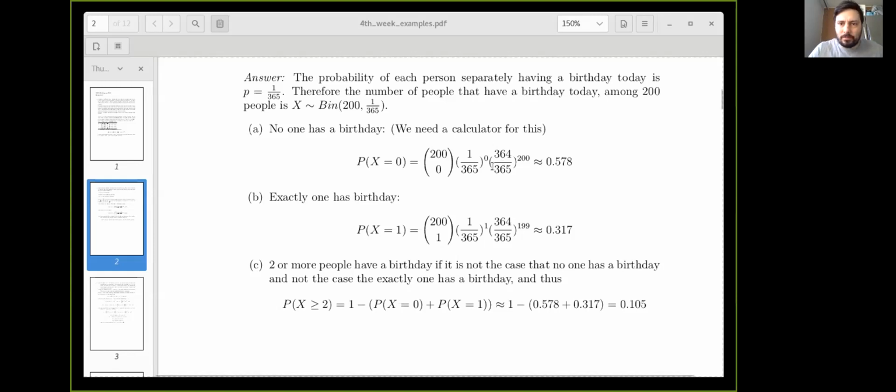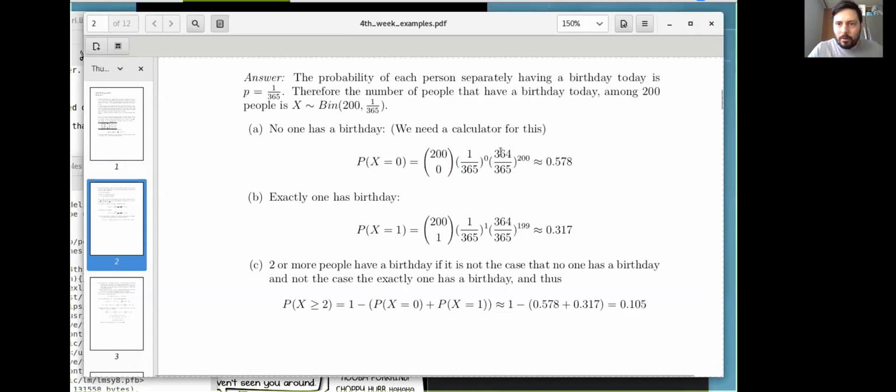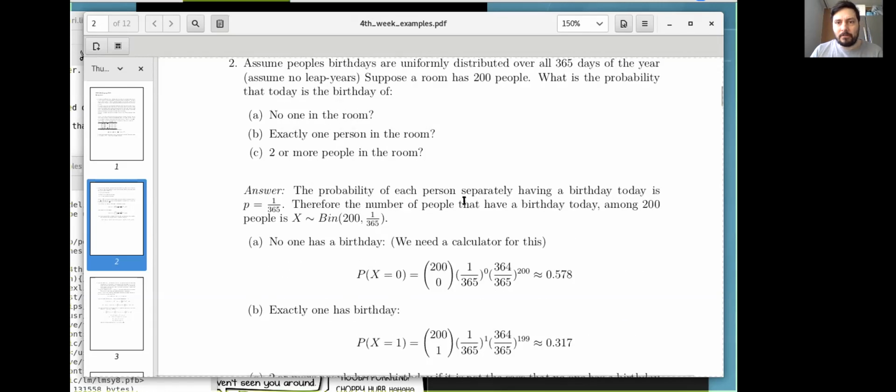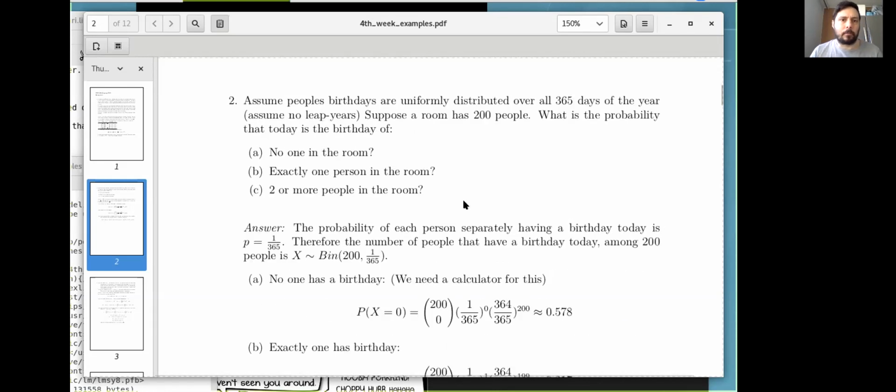So instead of having this 364 over 365 to the 200 there, we have this number diminishing. And when this diminishes and we multiply those together, the probability starts going down pretty rapidly. The probability that there are no 2 people with the same birthday, check it out. It's very, very low for 200 people, the probability that no two people in this room have the same birthday.